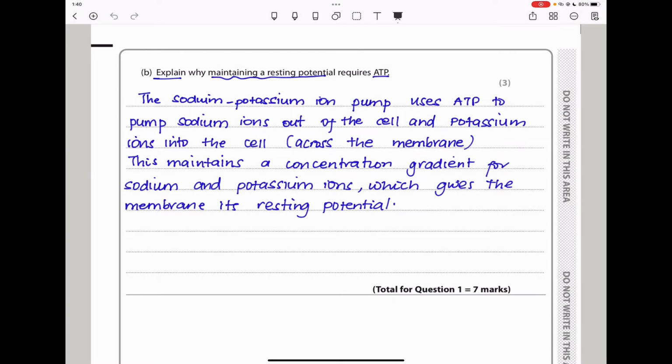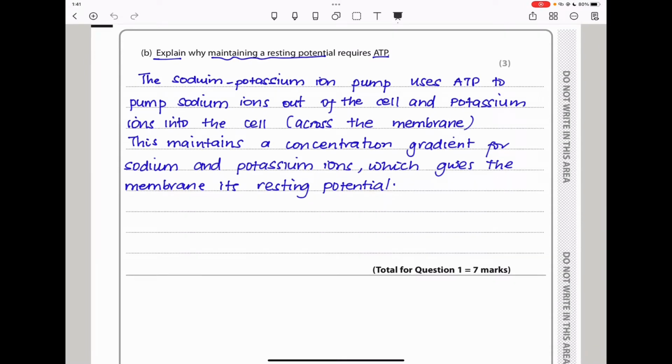Explain why maintaining a resting potential requires ATP. Remember, to maintain a resting potential, the sodium-potassium ion pump has to pump sodium ions outside and potassium ions inside. To do that, energy is required. So I say the sodium-potassium ion pump uses ATP to pump sodium ions out of the axon across the membrane, and potassium ions into the cell across the membrane. This maintains a concentration gradient for sodium and potassium ions, which gives the membrane its resting potential. This brings us to the end of question 1.